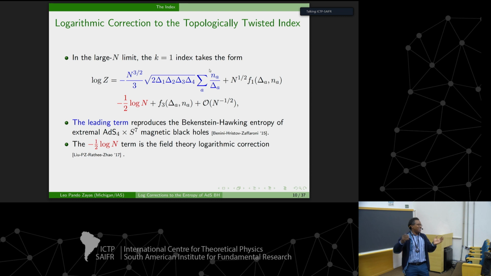I take large n, and I have very good collaborators who can. I had a table and everything, but I think this is enough to convince you that, of course, this is the leading piece. This is the part that will guarantee, and this was done by Benini, Christoph, and Zaffaroni in 2015, a very beautiful result. So this answer, when Legendre transformed and taking some extremization, gives you precisely the entropy of the dual black hole. But here I'm interested in going down the line to this term, the logarithmic term. So I have this term. This term is the field theory prediction for what the log correction to the entropy should be.